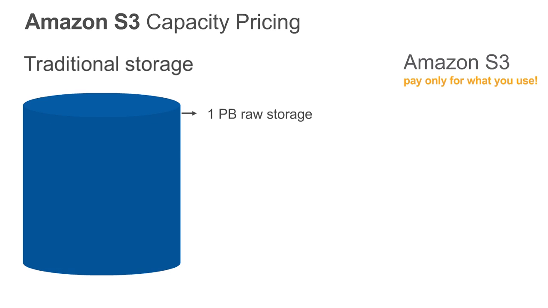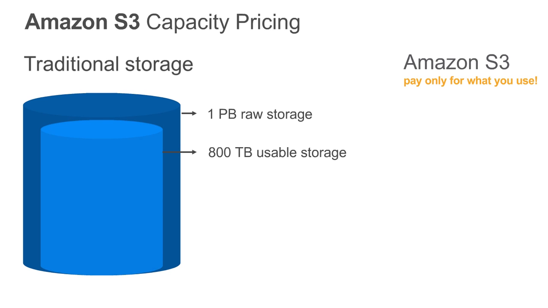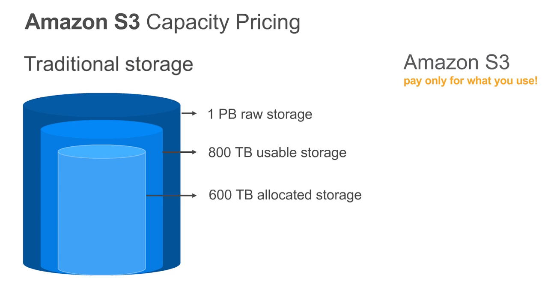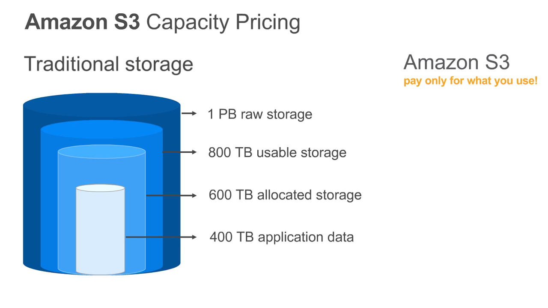So let's talk about traditional storage. If we wanted to store, say, 400 terabytes of data within a traditional storage environment, you'd have to come up with, say, a petabyte of raw storage. Of that petabyte of raw storage, maybe 800 terabytes is going to be usable. And you want to allocate 600 terabytes, but you're only going to consume 400. Well, with Amazon S3, you're only going to consume and pay for 400 terabytes of data. Again, you only pay for the data that you use. You don't have to provision all this excess storage.